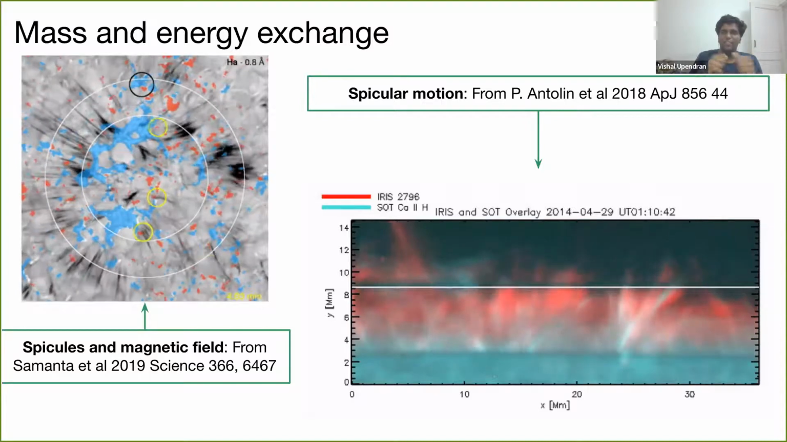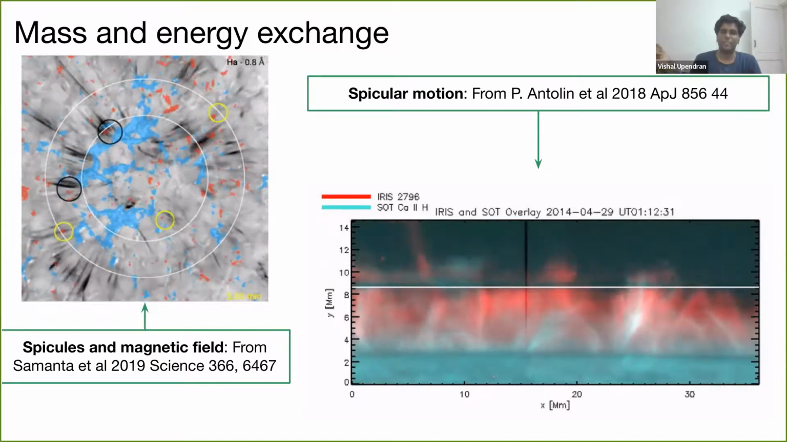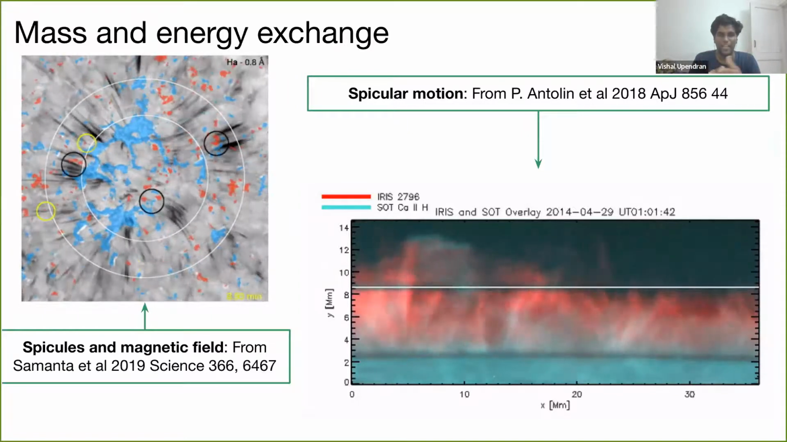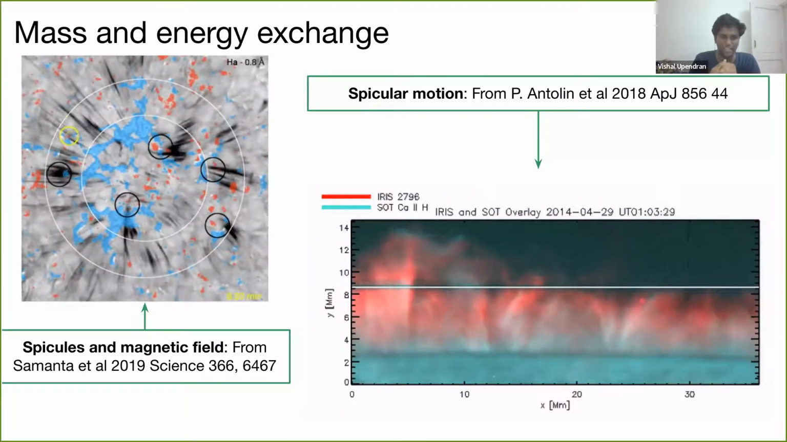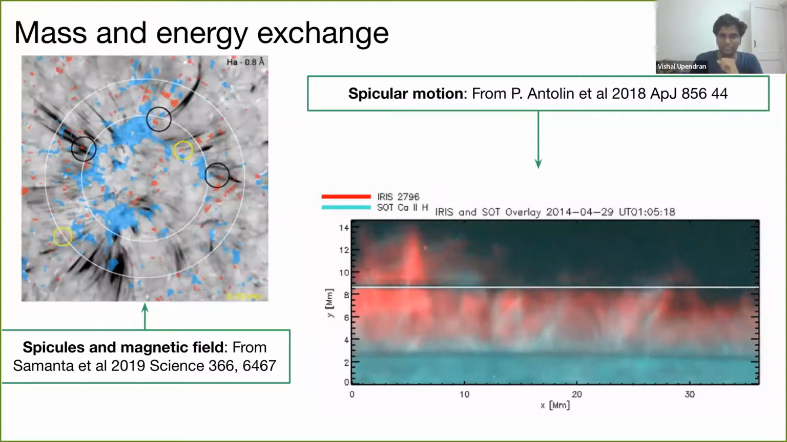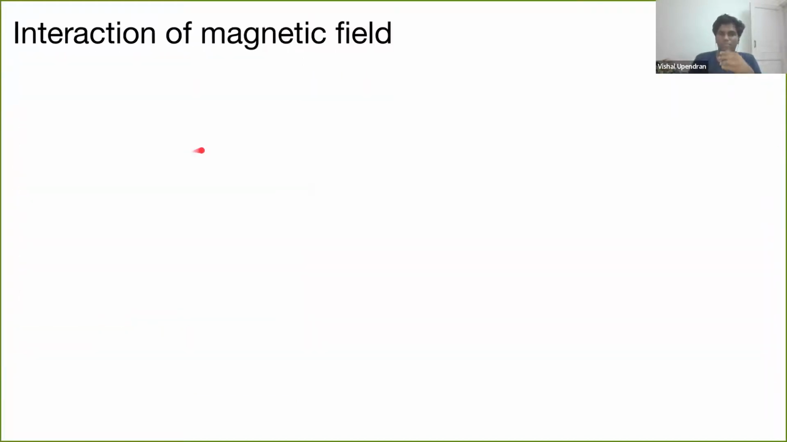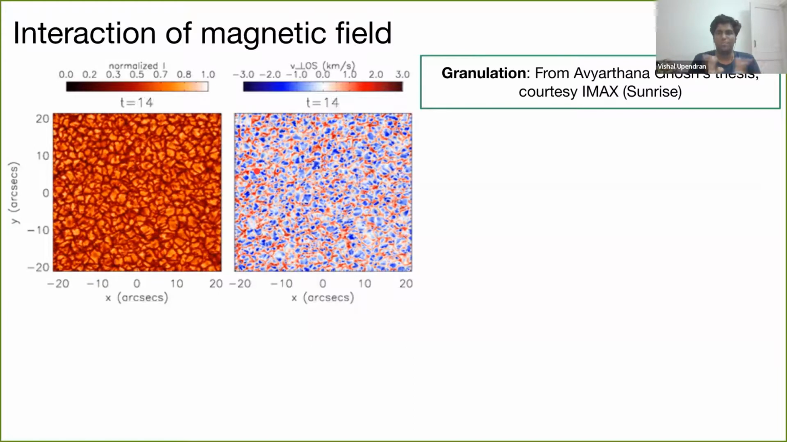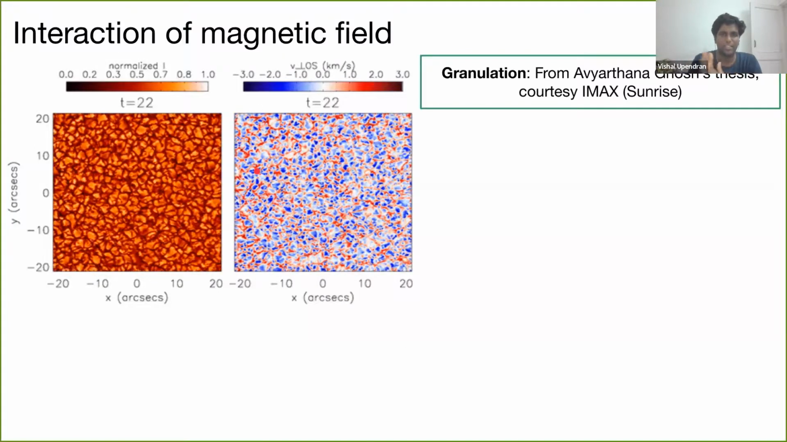So even if your length scale is 50 megameters or 10 megameters, you still have interaction of magnetic fields, or magnetic field dynamics, giving rise to this mass and energy exchange. And that is very interesting. So what causes this mass and energy exchange? This is what is called a granulation pattern. This is from Avetana's thesis.